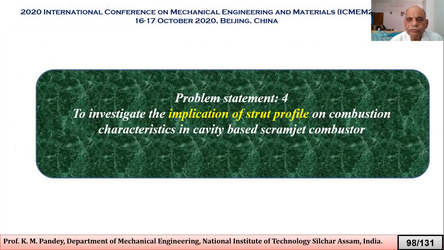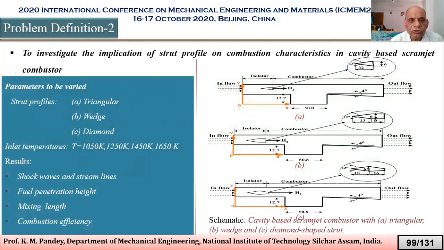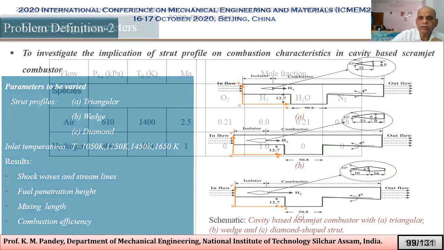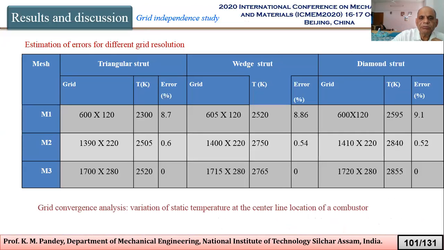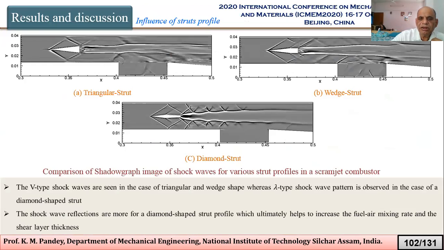So this is our last, problem statement 4, that is to investigate the implication of strut profile on combustion characteristics in cavity-based scramjet combustion. So this is the diagram and the strut profiles that are taken: triangular, wedge and diamond. And inlet temperatures we have taken are 1050 K, 1250 K, 1450 K and 1650 K. And we have plotted the results of shock waves, then fuel penetration height and mixing length, and in terms of combustion efficiency. And again, these are the governing parameters, and we have done the grid independence test.